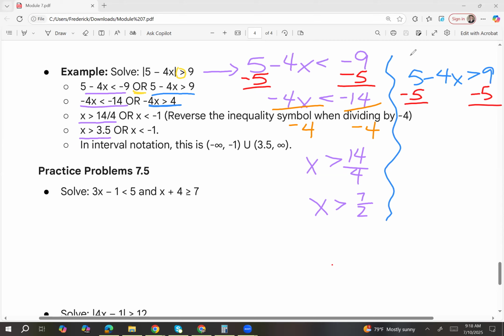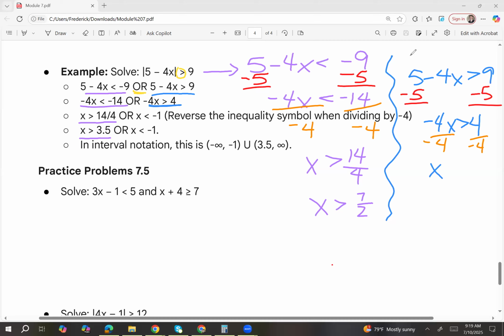And that's going to give us -4x on the left. Now the number that results here is a little bit different this time because we have +9 minus 5, that gives us 4. Now we have -4 times x, so we need to divide by -4 on both sides so that we get x by itself, and that leaves us x on the left.